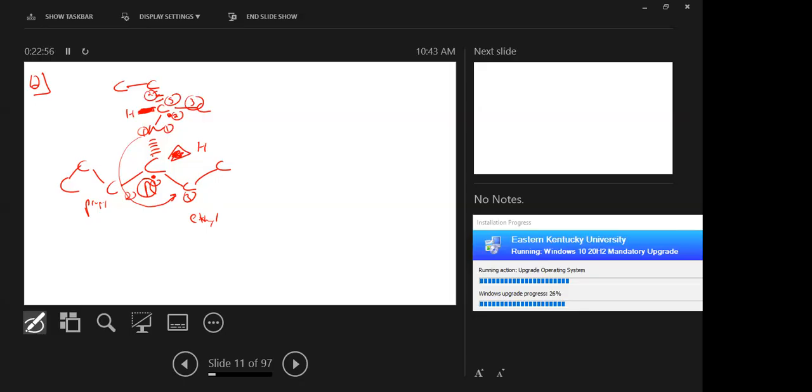So the name is 2S, because this is the 2 position for the butoxy group. 3R, because this would be 1, 2, 3, 4, 5, 6, so you have a hexane. So you have 3R, 3 position, and you go 2-butoxy hexane. I know this was a more difficult question, but that's the answer, and hopefully that makes sense.